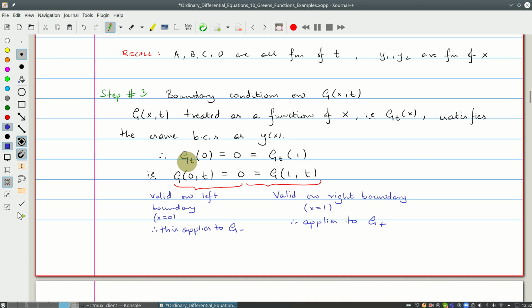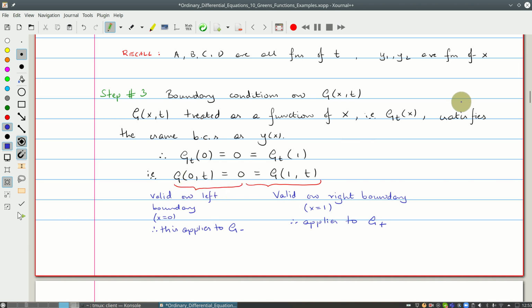So as we had y of 0 is 0, we're going to have g_t of 0 is 0, and we had y of 1 is 0, so we have g_t of 1 is 0. Or equivalently, in the original form, g of x where x is 0, but t is of course just some constant there, that is 0. And then g where x is 1, t is anything, that's equal to 0.